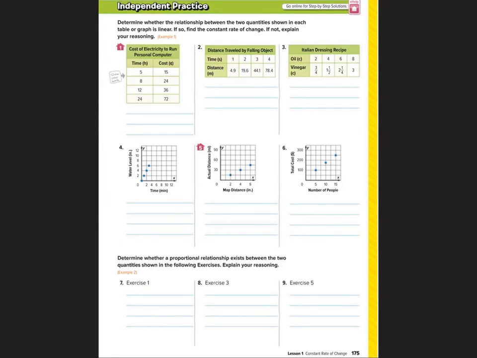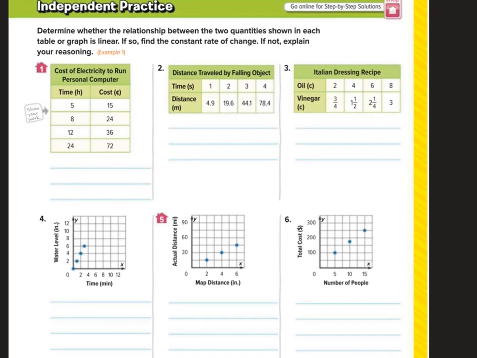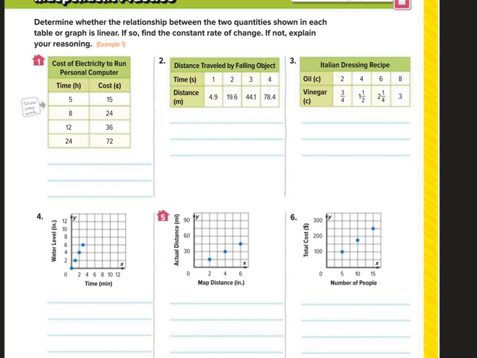This is the answer key video for page 175, Independent Practice, Chapter 3, Lesson 1. So let's zoom in on numbers 1 through 6. We have to determine whether the relationship between the two quantities shown in each table or graph is linear. If so, find the constant rate of change. If not, explain your reasoning.